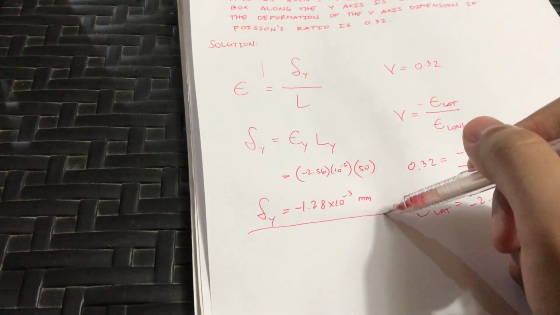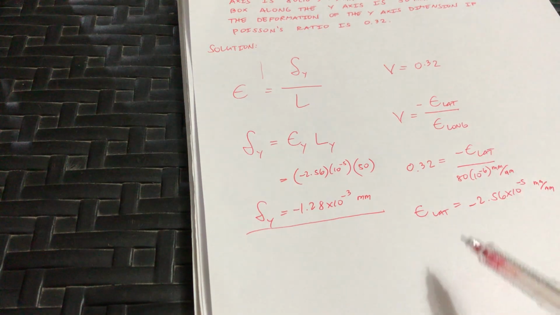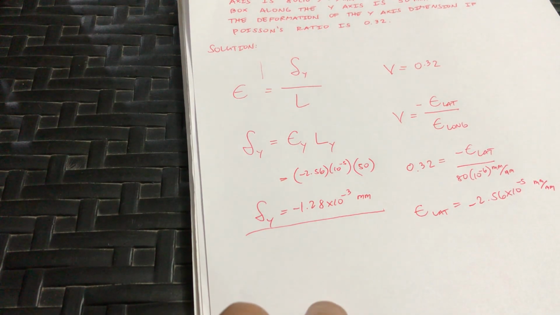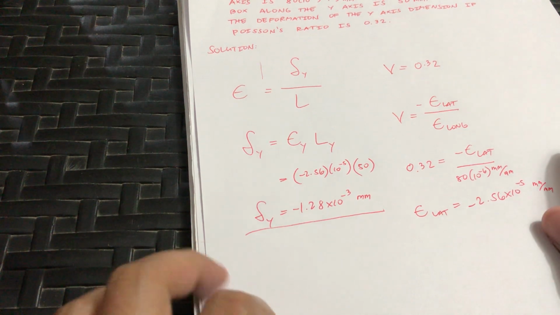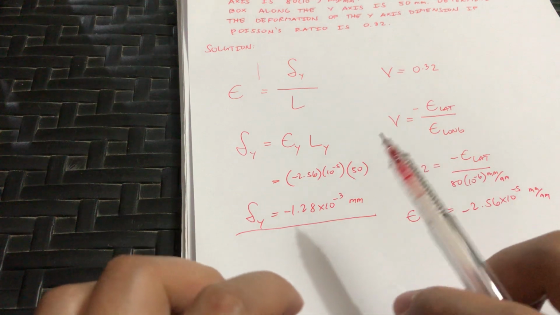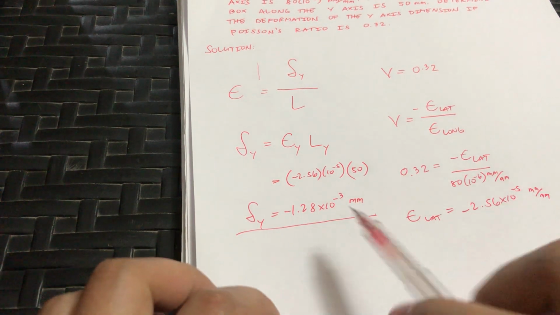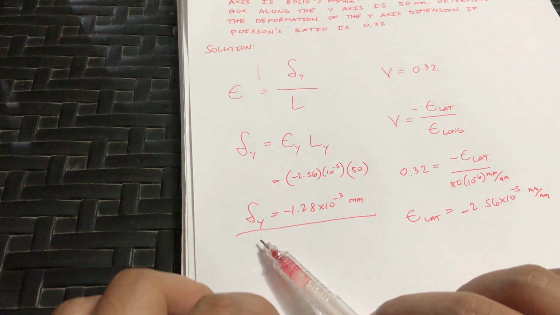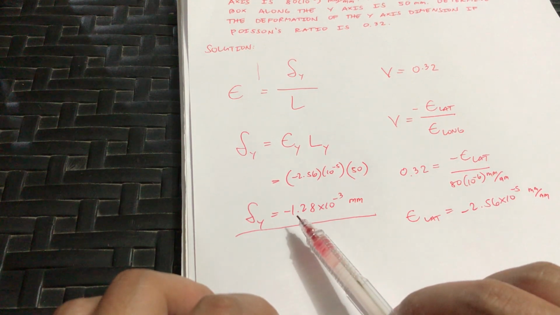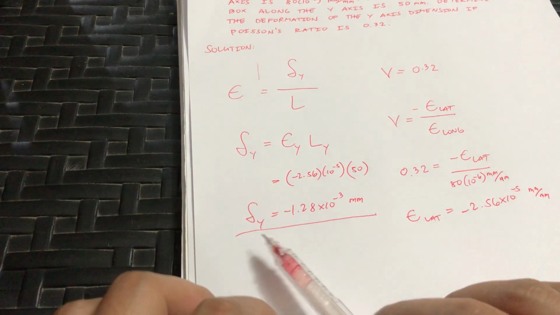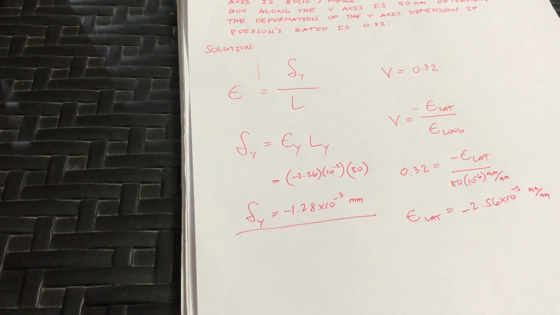Alright. So this is now the deformation along the y-axis dimension, or the amount of change in length of the y-axis. Now, it is negative, meaning in the longitudinal axis, it increased in size, but the effect on its lateral dimensions, specifically in the y-axis, it decreased in length. That's why it's negative. This is the amount of decrease.